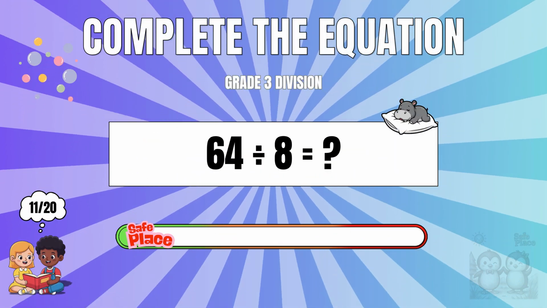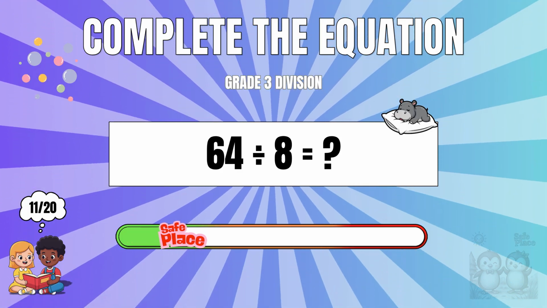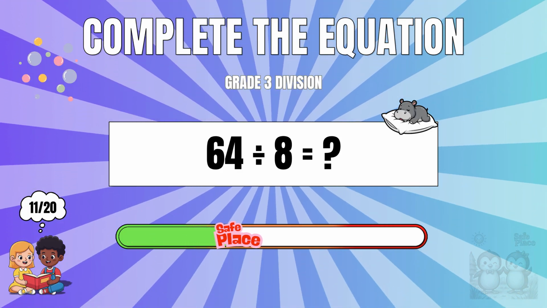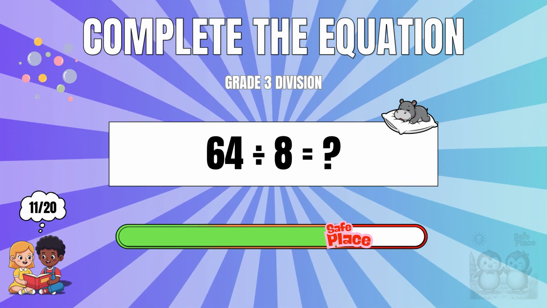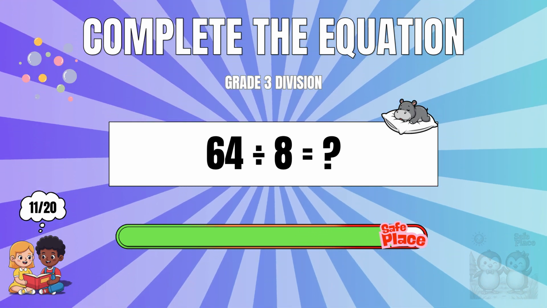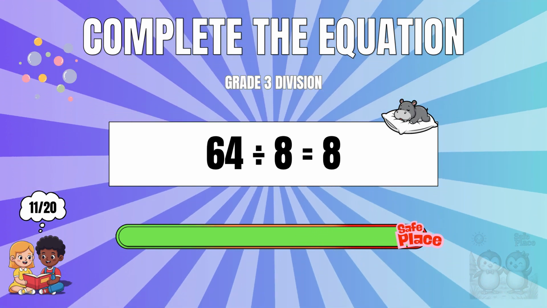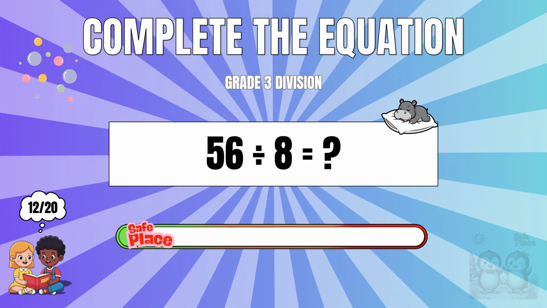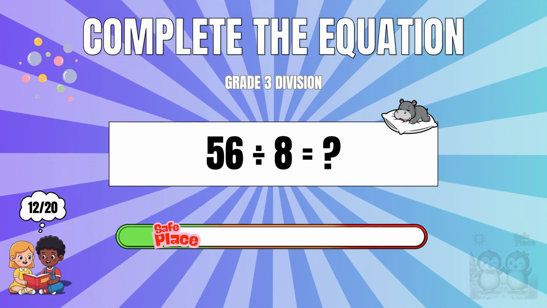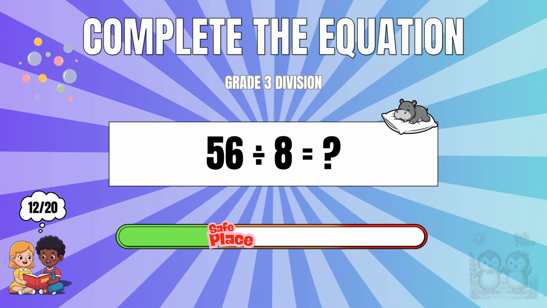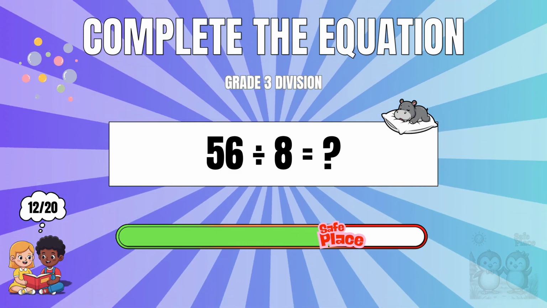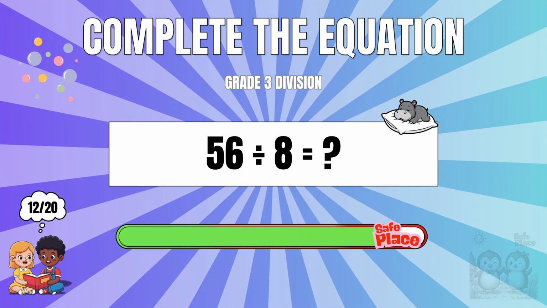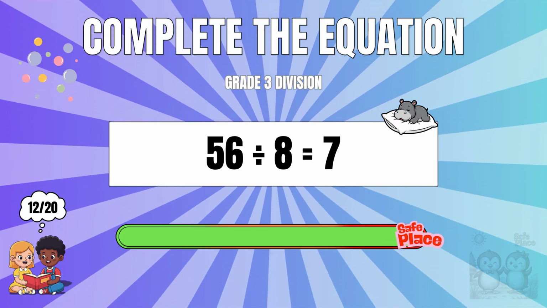What is 64 divided by 8? Three, 2, 1. The answer is 8. Can you solve 56 divided by 8? Three, 2, 1. The result is 7.